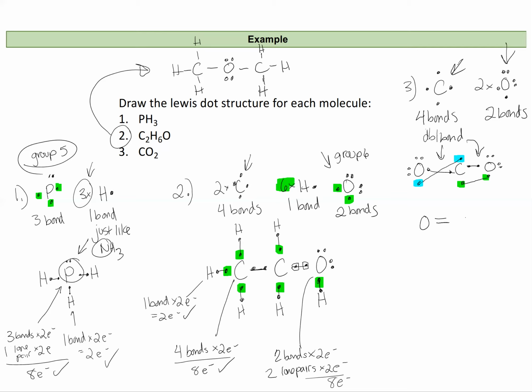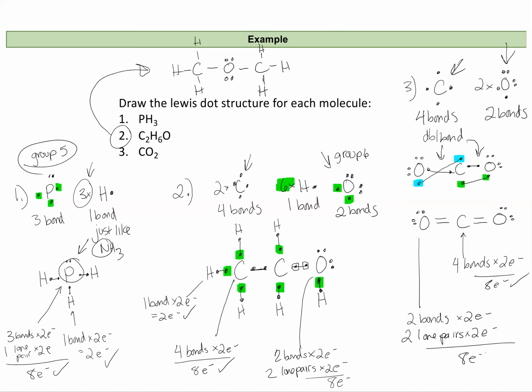So if I redraw this with 2 bonds between carbon and oxygen, and then come in and put in my lone pairs for oxygen again, I'll have a complete structure. And my carbon has 4 bonds now, each with 2 electrons, so that satisfies the octet rule. And each of my oxygens have 2 bonds, each to the same atom, but it's still a shared 4 electrons, each with 2 electrons, and it has 2 lone pairs, each with 2 electrons, so that has 8 electrons total. So both of my oxygens satisfy the octet rule too.